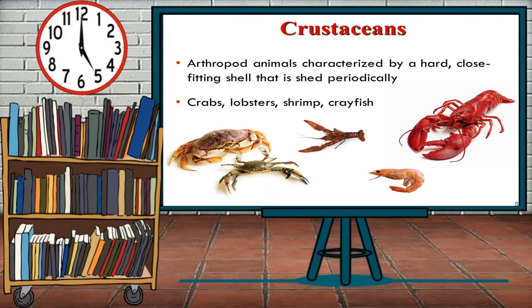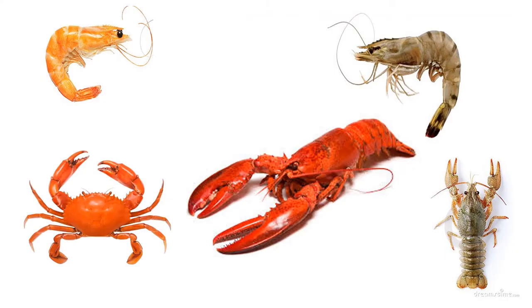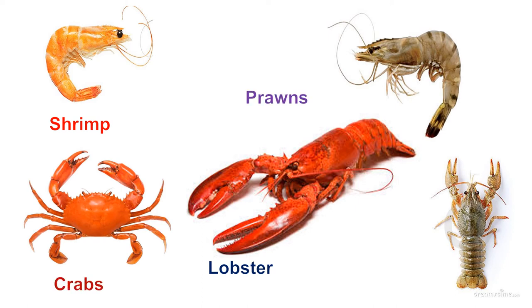Crustaceans are arthropod animals characterized by a hard, close-fitting shell that is shed periodically. Crabs, lobsters, shrimps, and crayfish are examples of crustacean animals. Here are some crustacean animals. They include the following: shrimp, lobster, prawns, crabs, and crayfish.